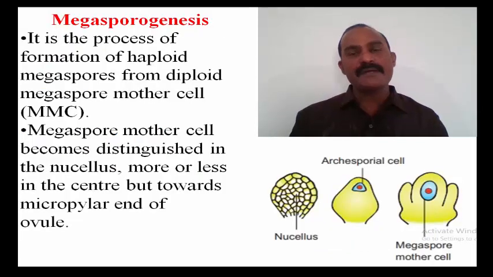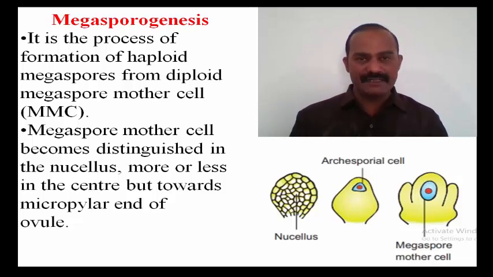Then if we see the process of megasporogenesis, how the embryo sac develops, it is a process of formation of haploid megaspore from the diploid megaspore mother cell. Now this diploid megaspore mother cell becomes distinguished in the nucellus, more or less in the center, but towards the micropylar end of the ovule. Mind it well, out of this nucellar tissue only one cell will be selected. It is given nourishment, and then it will differentiate to form the megaspore mother cell. This megaspore mother cell is many times referred to as archesporial cell, which sooner or later develops into the megaspore mother cell.